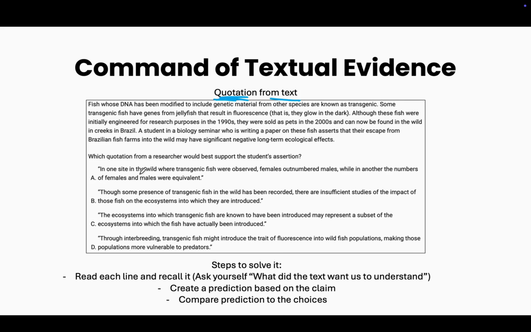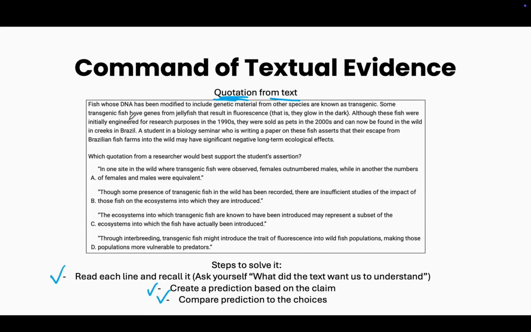So again, like the previous command of textual evidence question that we just solved, we will read each line and recall it. Then we will create a prediction based on the experiment and conclusion, and we will compare it to the choices. Fish whose DNA has been modified to include genetic materials from other species are known as transgenic. So the fish's DNA has been modified to include other animals' DNA.